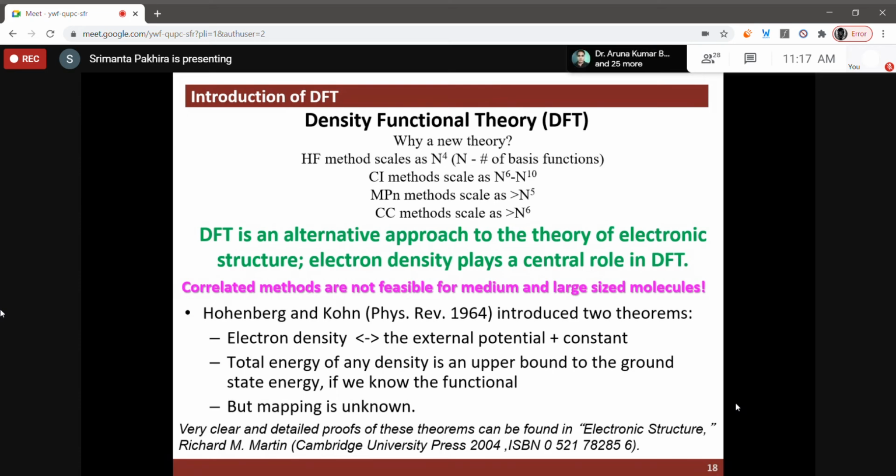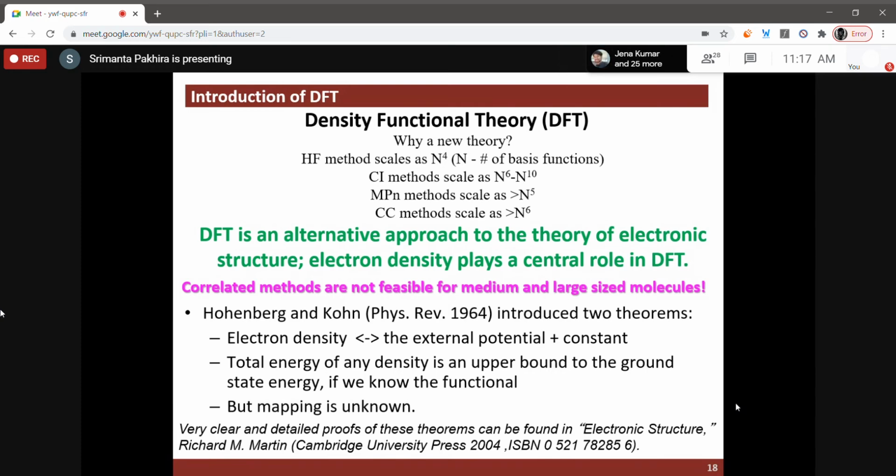And CI means configuration interaction. In the Hartree-Fock method, we consider the ground state only, a single Slater determinant. But in nature, it may not be only single; it might have multi-configuration character. In that case, it is called configuration interaction, multi-configuration, and n to the power 6 to n to the power 10 computing time will be required to optimize the structure. So what happened?